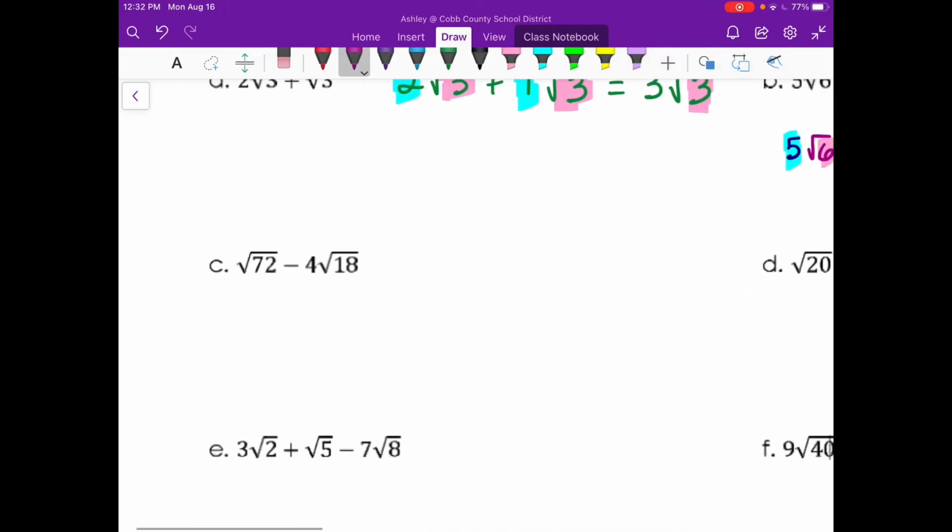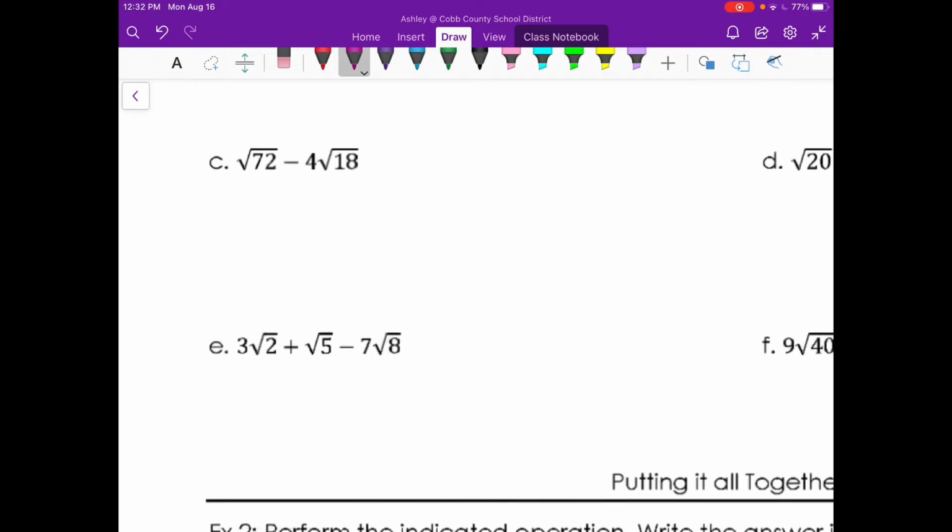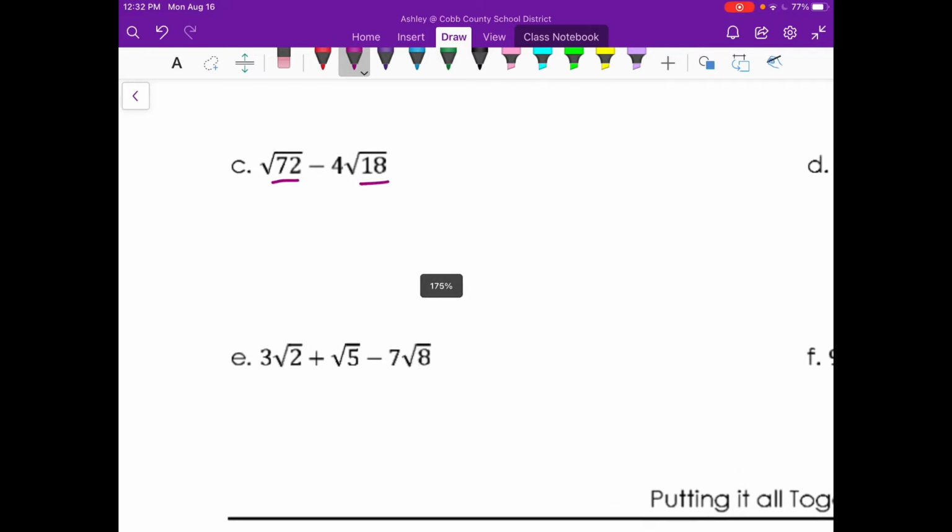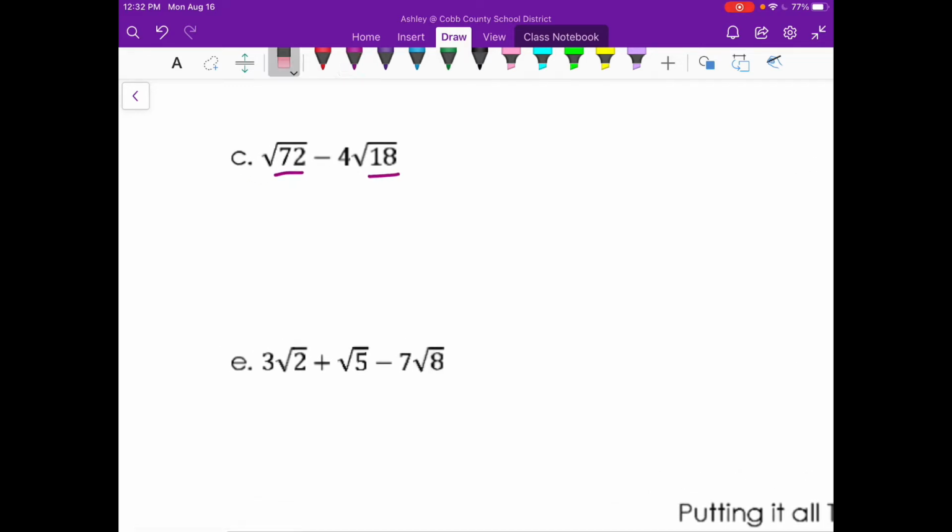Let's look at example C. Here again, we do not have matching radicals, and both of these radical expressions can be simplified, so we need to make note of our perfect squares and see what we can divide into these things. So 1, 4, 9, 16, 25, 36, 49, 64, 81, and 100. Those are the first 10 perfect squares.